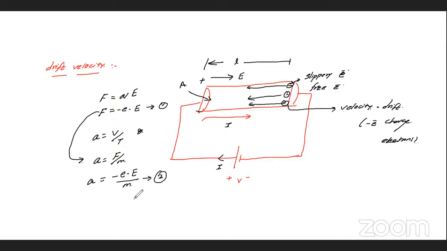Now we need to find the drift velocity. For the electrons' drift velocity, I'm going to substitute this second equation into acceleration equals velocity by time. When you substitute, velocity is equal to acceleration times tau. Tau we call the relaxation time.